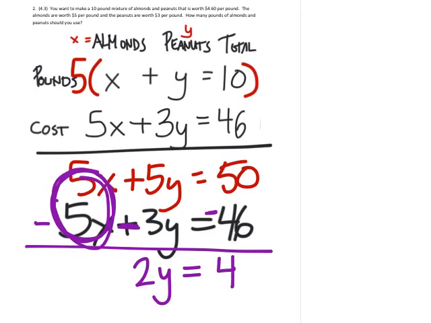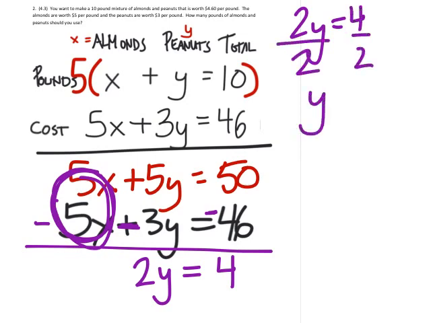Finally, if we take 2y equals 4, and we divide both sides by 2, then we would find that y is 2. Well, what does y represent? If we look back here at the beginning, y represents pounds of peanuts. So y equals 2 pounds of peanuts.